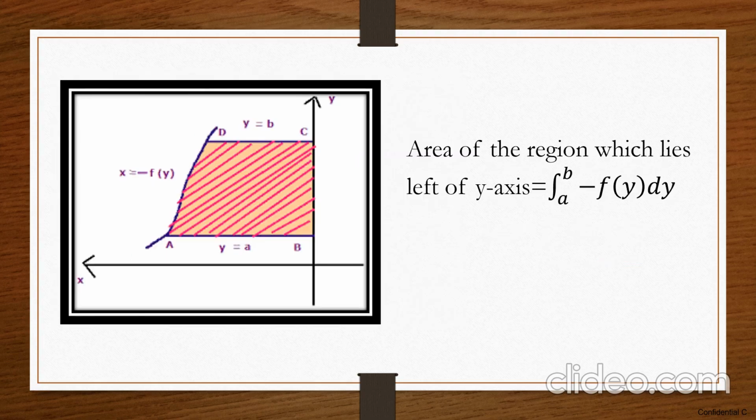Your fourth formula, when the area of the region lies to the left of the y-axis, it has the base on the y-axis, but it lies on the left of the y-axis. You have the formula integral a to b minus f of y dy. So these were the four different formulas you are going to use in this exercise.